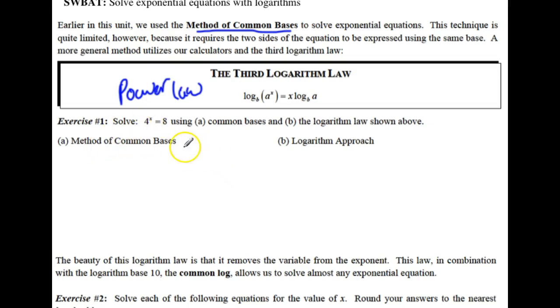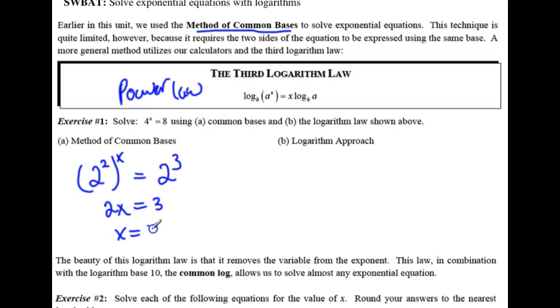And I want to solve this using the common bases, and I also want to solve this using the logarithm law. So the common base is making these have the same base. So I look at 2 and 4 and 8, and I know I can make them in 2's. So for example, 2 squared will give me 4, keep my exponent outside. And then I have 2 to the third. This is actually 2x is equal to 3. They have the same base, and then this is my distributive property. If I go ahead and solve this, I get x is equal to 3 over 2, or 1.5.